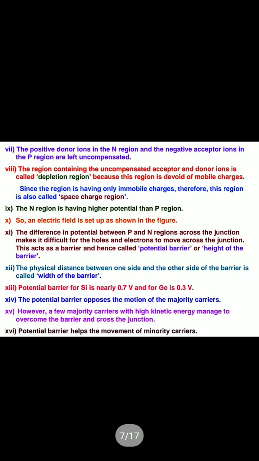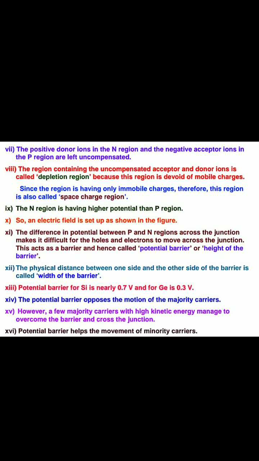The positive donor ions in the N region and the negative acceptor ions in the P region are left uncompensated. That is the immobile charges. The region containing the uncompensated acceptor or donor ions is called the depletion region, or you can say that due to these immobile charges, a region is formed near the junction. This is called the depletion region, because this region is devoid of mobile charges. No mobile charges are there. These are called immobile charges. And since this region has only the immobile charges, that's why it is also called the space charge region.